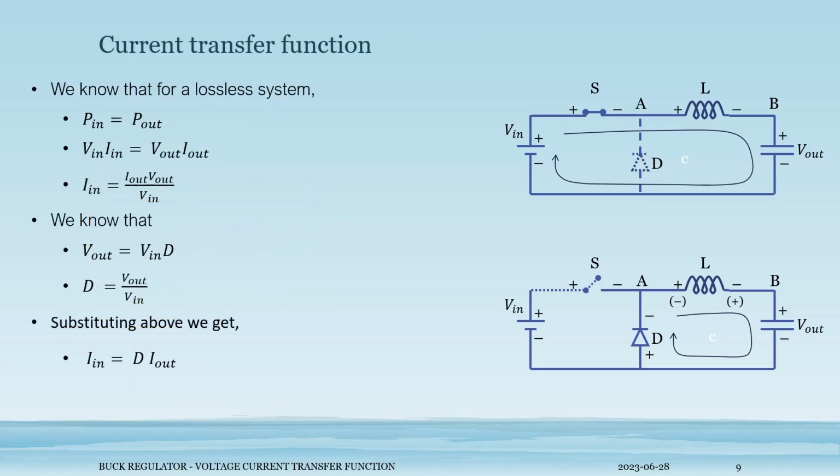Let us now look at the current transfer function. For a lossless system, input power is always equal to the output power. Then Vin into Iin is equal to Vout into Iout. Input current is given as Iin is equal to Iout into Vout divided by Vin. However, we know that Vout is equal to Vin into D. Then D is given as Vout by Vin. Substituting the above, we get Iin is equal to D into Iout.